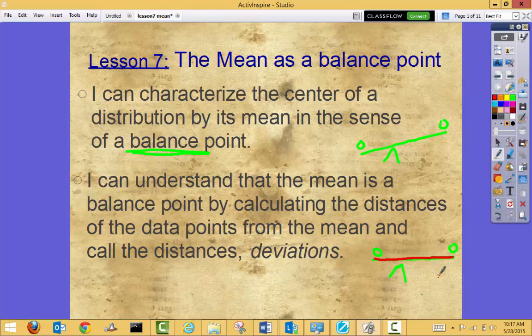This refers to that fair share that we talked about yesterday. So we're looking at fair share, or mean, again as a balance point. Our I can statement is: I can understand that the mean is a balance point by calculating the distances of the data points from the mean and calling the distances deviations. This word, I'll tell you, is on your test tomorrow. So what does deviations mean? Well, it's the data points' distances from the mean, and we are going to be doing some calculations to learn about the distance and its relationship to the mean, and that is our deviation.